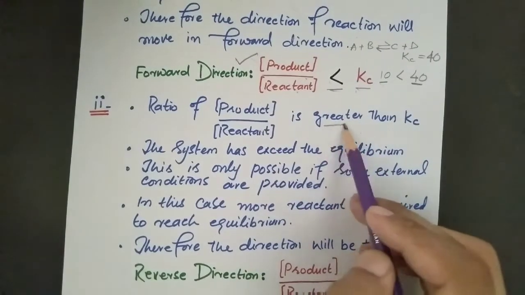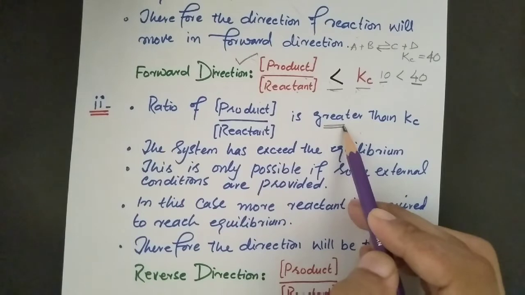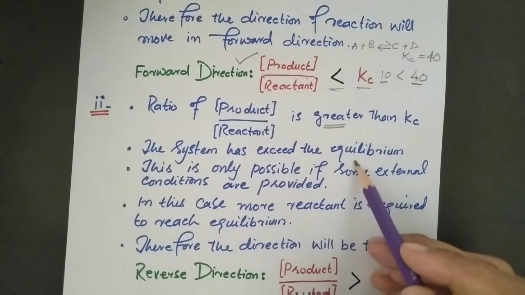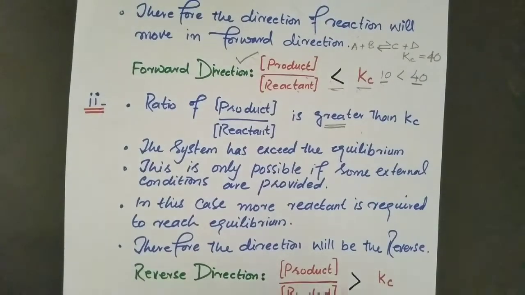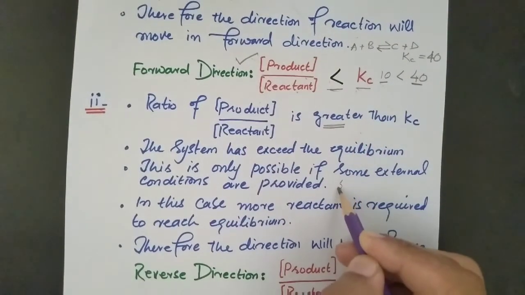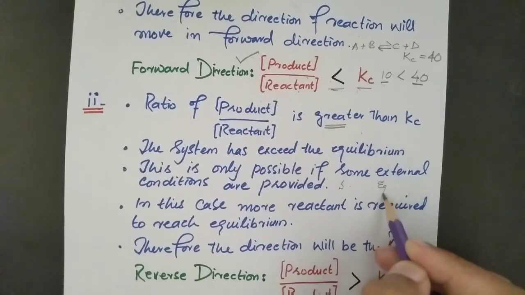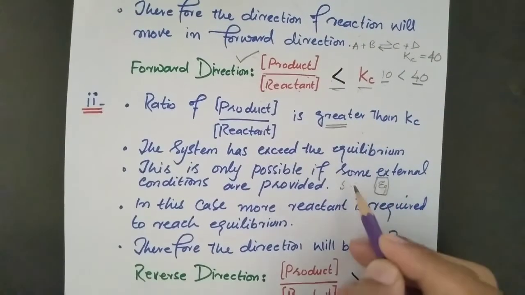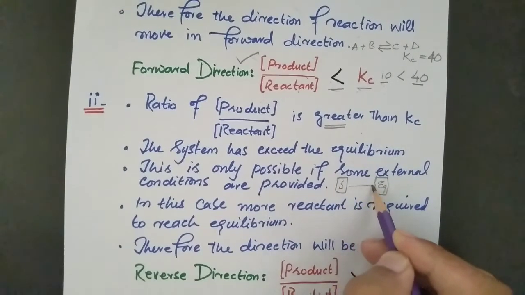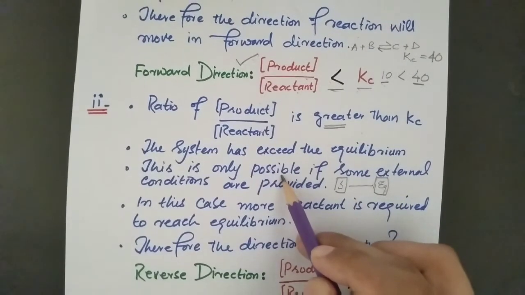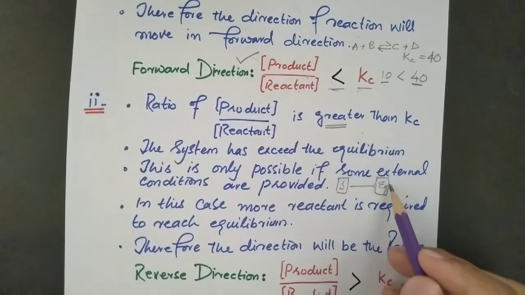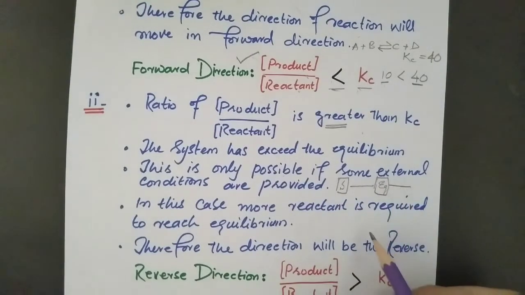What happens when the ratio or the experimental value is greater than the Kc? The system has exceeded the equilibrium. This is only possible when the system has exceeded the equilibrium stage. The reaction has started here, this is the starting point and this is, for example, the equilibrium point. In a chemical reaction the reaction is proceeding, and it is only possible if some external conditions are provided. Due to some external condition, the reaction has exceeded the equilibrium condition.